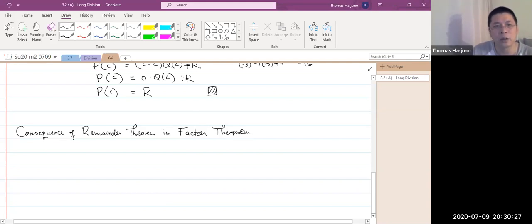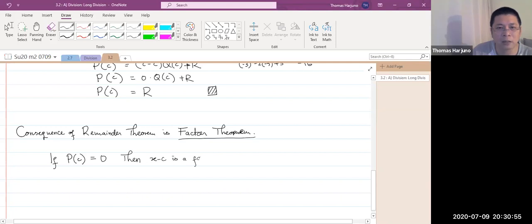Now, what is factor theorem? Factor theorem says the following. If P(c) equals 0, then x minus c is a factor of P(x).